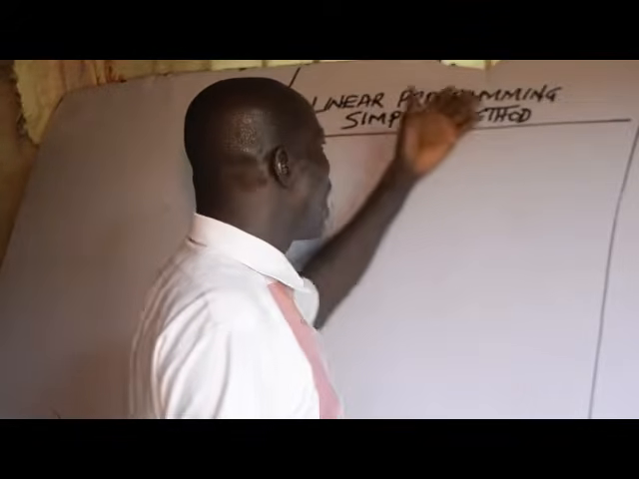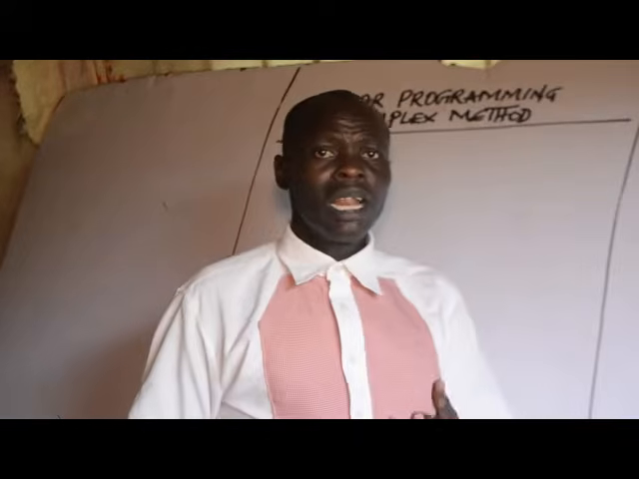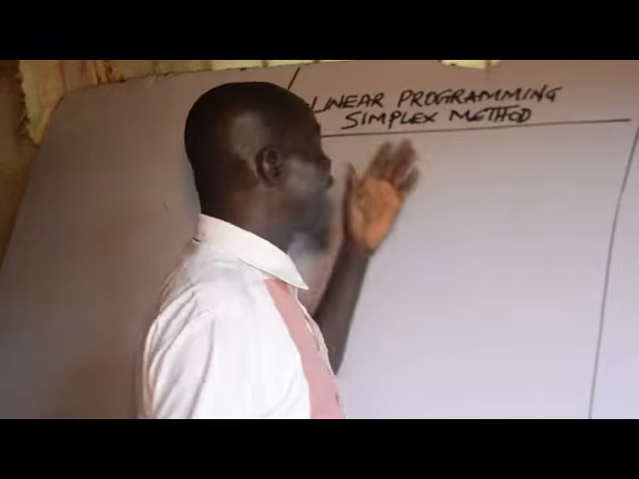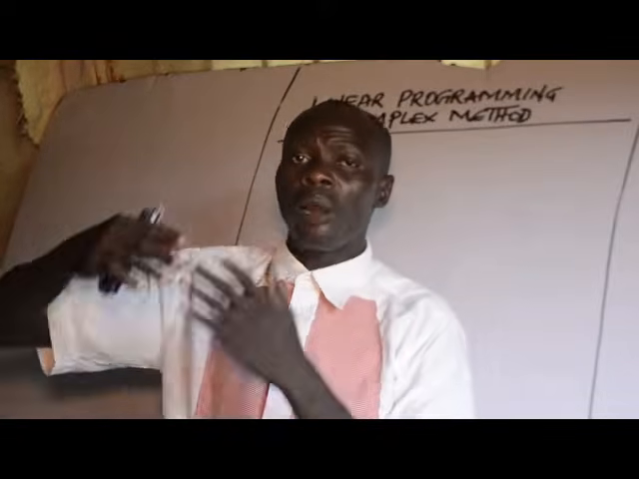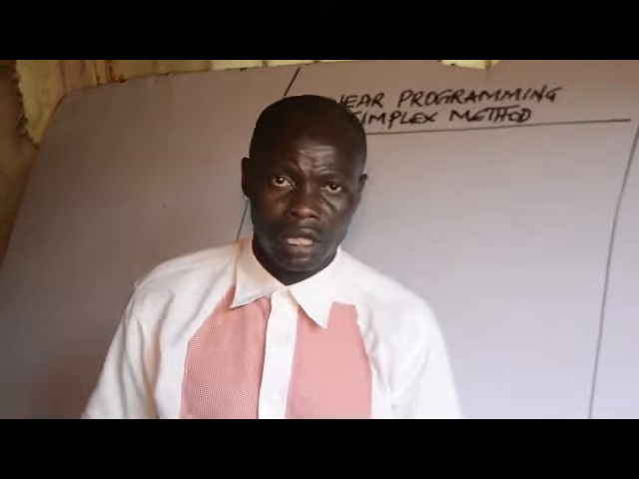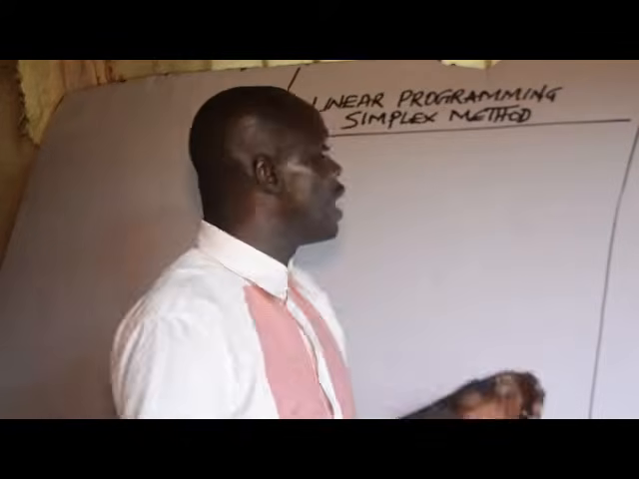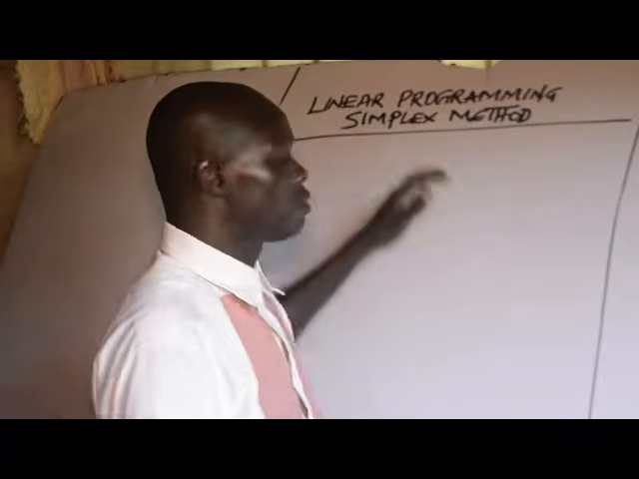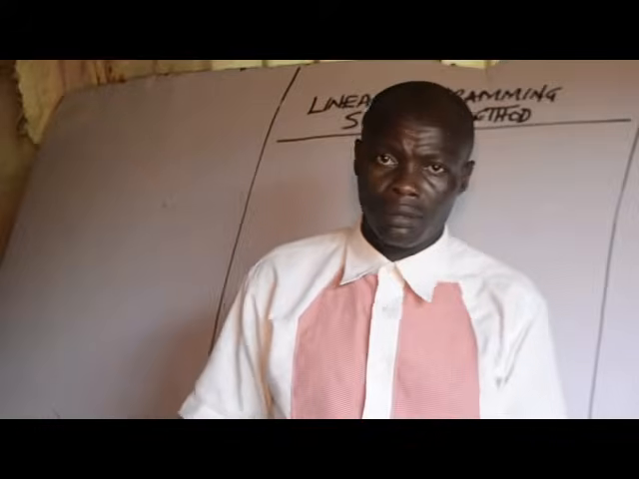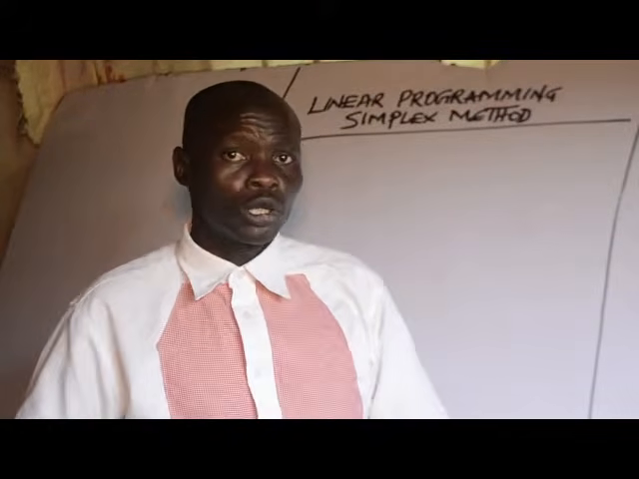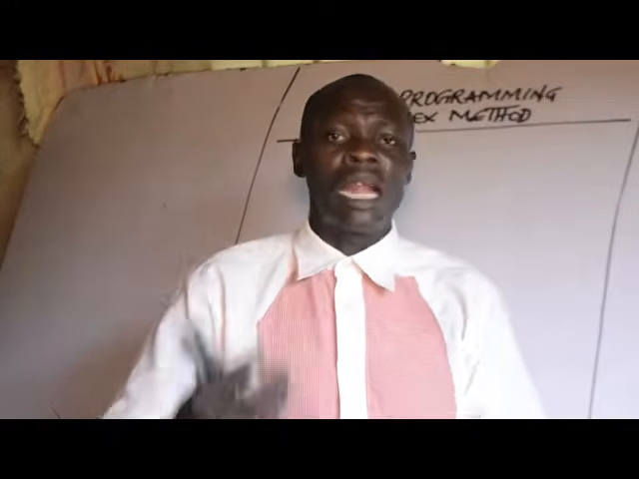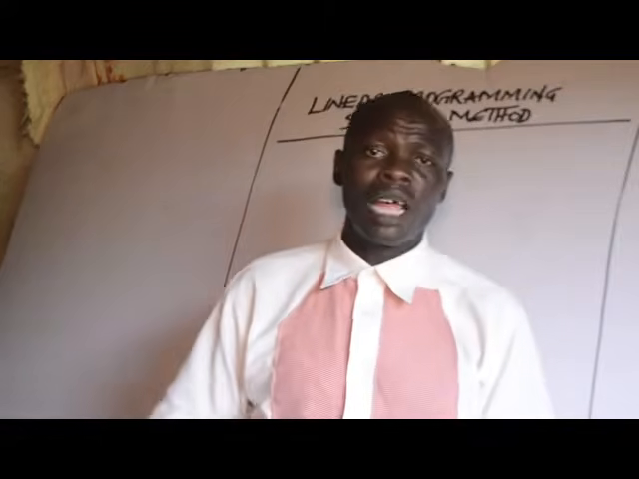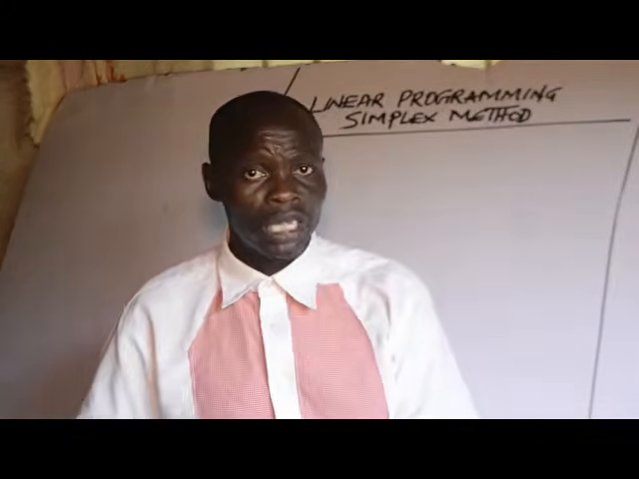So, what do we mean by linear programming? Linear programming is a mathematical modeling approach used to allocate the limited resources among various competing products under multiple constraints. The words multiple constraints should be underlined, meaning that the limiting factors, the constraints facing the organization, will be more than one. So that is what we mean by multiple constraints.